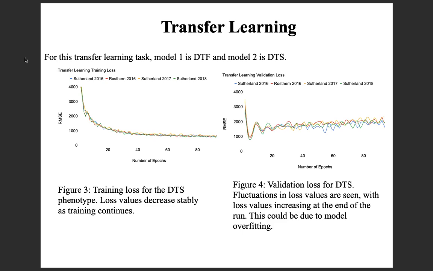For validation, we also see that decrease in loss. However, there are significant fluctuations seen. This could be due to model overfitting, so the model is performing quite well on the training data set. However, it is not generalizing as well to the unseen data in the validation data set.